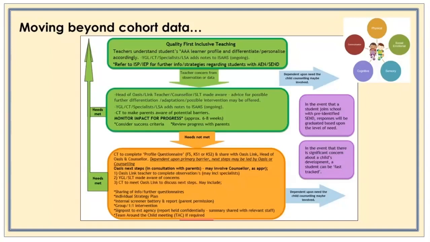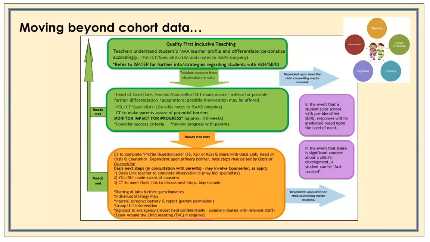You'll see here in this image that we talk about quality first inclusive teaching. That universal design for learning is so important, and every student should be able to expect differentiated, adapted learning appropriate for them within their typical learning environment.